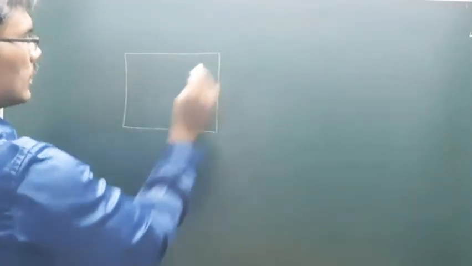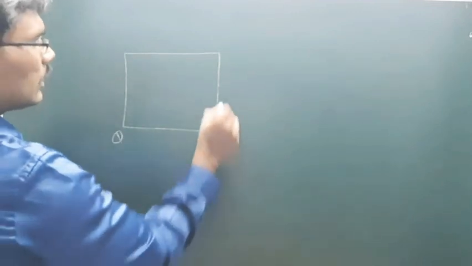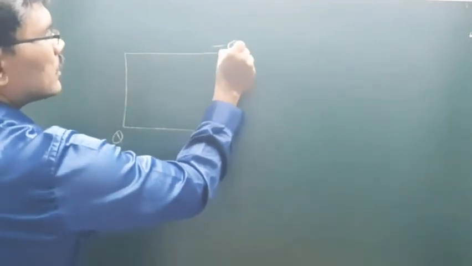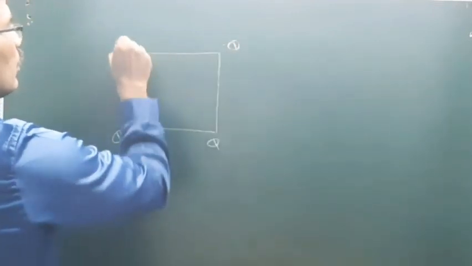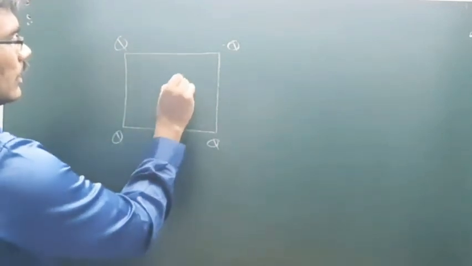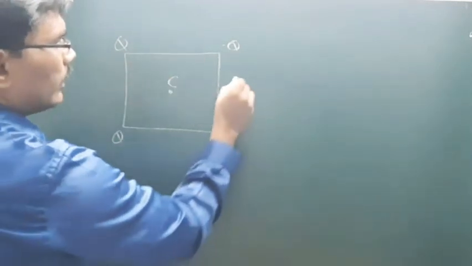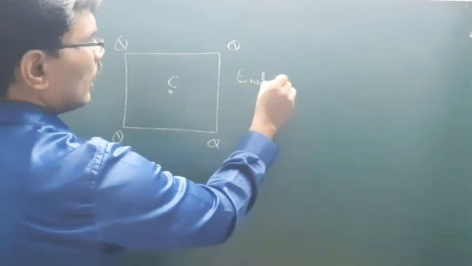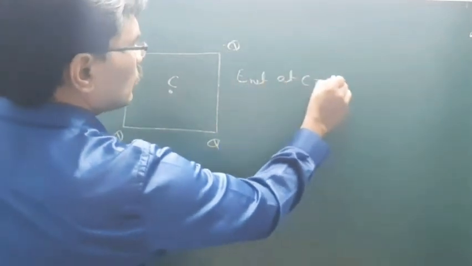Now, the same logic we can apply for square type symmetric charges. Means what? If four charges are arranged at four corners of a square, then what is the net electric field at the center? So here q is there, here q, here minus q. First let me give you for identical charges. So here, at the intersection of the diagonals point, E net at point C is equal to 0.